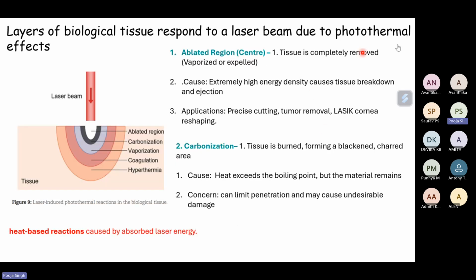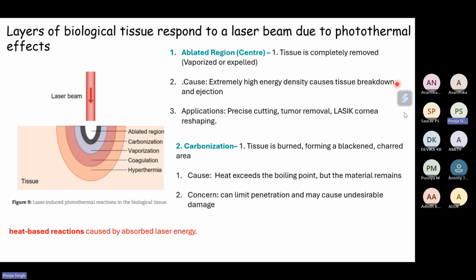So now, we have studied that the laser can also undergo chemical reactions. Once it is reacting, there are five steps that occur. First, we already saw the ablated region where vaporization of the tissues occurs. Then carbonization, then vaporization again, coagulation and hyperthermia. These are the laser induced photothermal reactions. In the ablated area, tissue is completely removed. What causes it? Extreme high energy density causes the tissue to break down because of the high intensity.